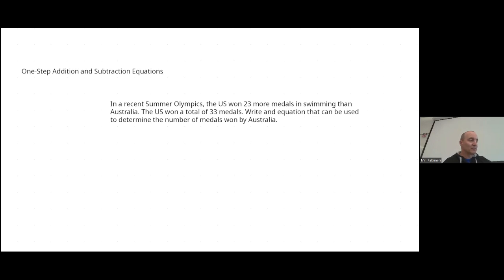won by Australia. Okay, now there's a certain way I want you to do this, and I'm going to show you what that is. I'm going to pause and then I'm going to show you. Okay, so the first thing I want you to do is write what your problem is going to look like in words. So for example, we would say that the medals for Australia plus 23 equals 33 medals for the US.